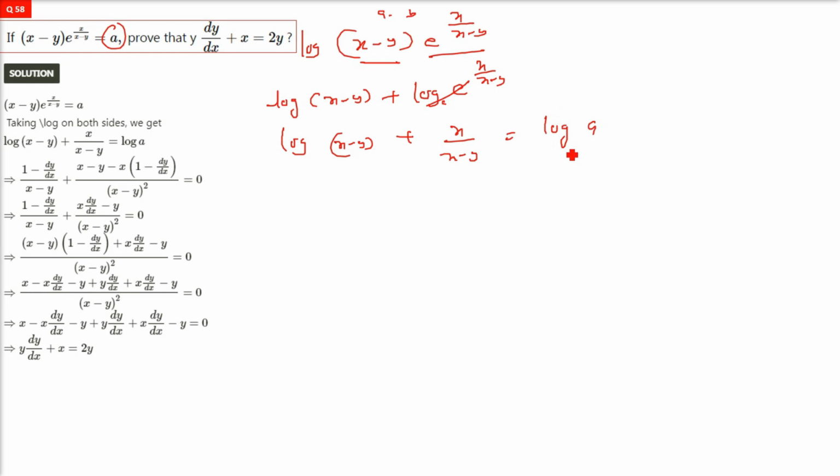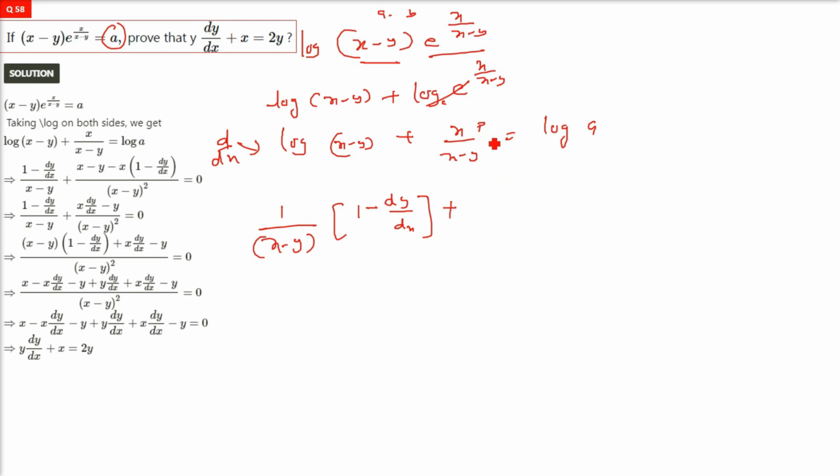On the right also you are going to take a log, so it would be log a. The basic thing is you have to now differentiate both the sides. So you have log x minus y. d by dx of log x minus y is 1 by x minus y, and what is the differentiation of x minus y? It will be 1 minus dy by dx. Then plus, now differentiation of x by x minus y.